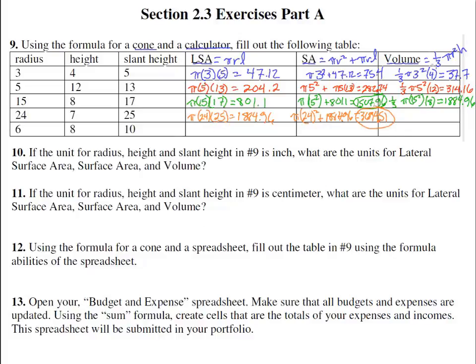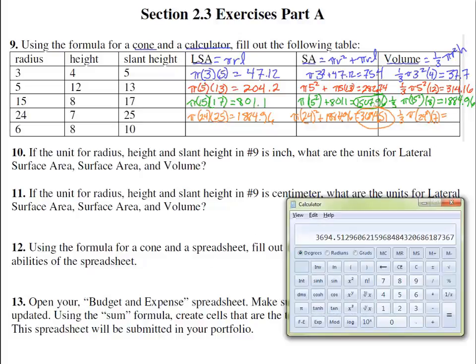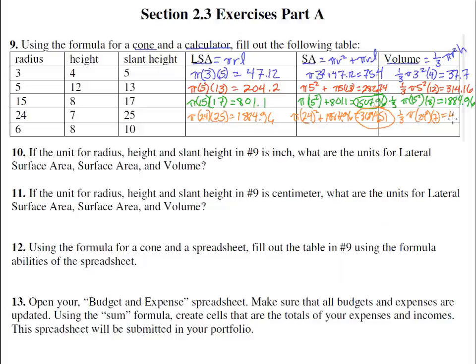All right, and the last one, volume, is going to be 1/3 pi r squared, so that's 24 squared, times the height, which is 7. Let's punch that in: 1 divided by 3 times pi times 24 squared times 7 equals 4222.3. Okay, let's look and see what we get.